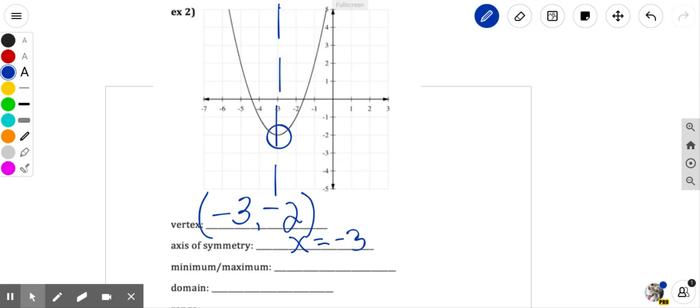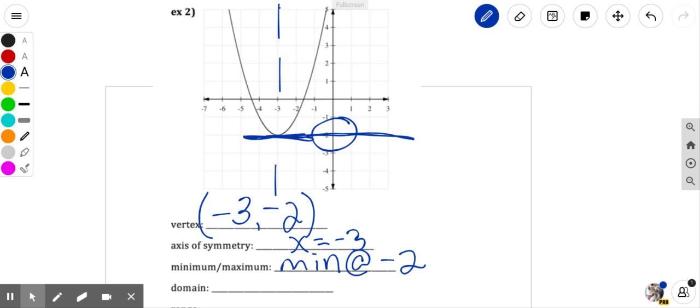Does this have a minimum or a maximum? We'll take a look. It opens up, right? So that means that this right here is a low point. And let's see, where is this minimum? It's at -2. So this is a minimum, which notice is also just your k value. So we would say minimum at -2.